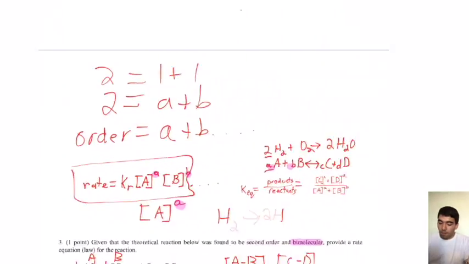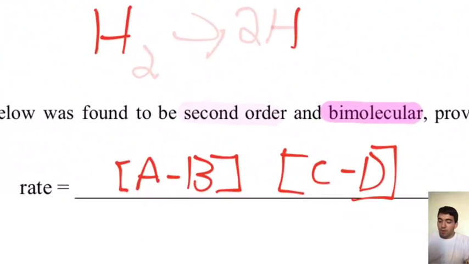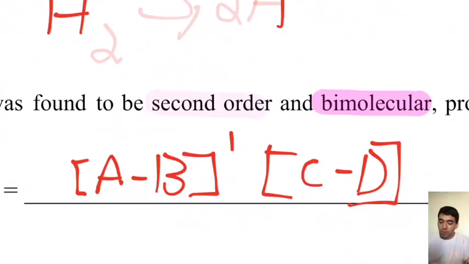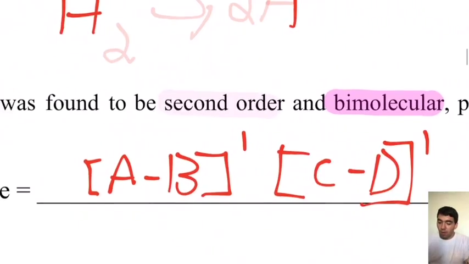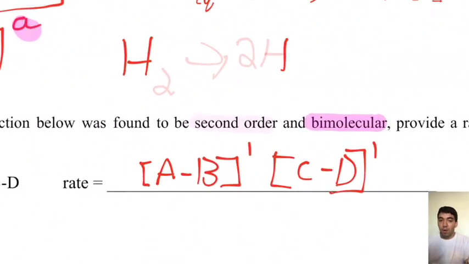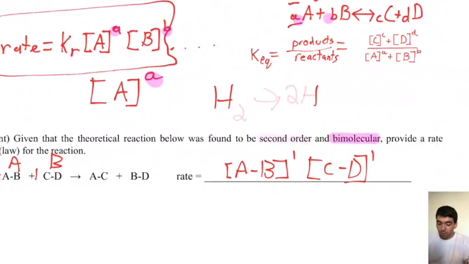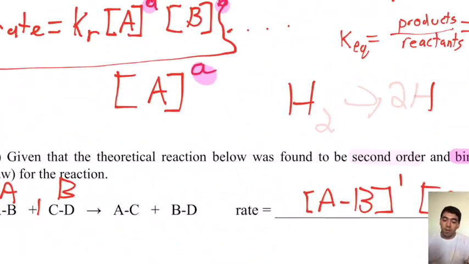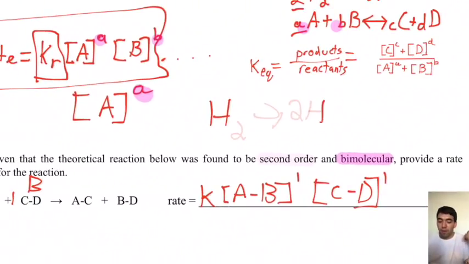If it was third order, we would have to assume that one of these was raised to the second power, because it needs to add up to 3 total. And if it was first order, we would assume that it's just dependent on one of these. And let's not forget our coefficient, this kr over here, which is our rate constant. Just a constant number that would be found experimentally.